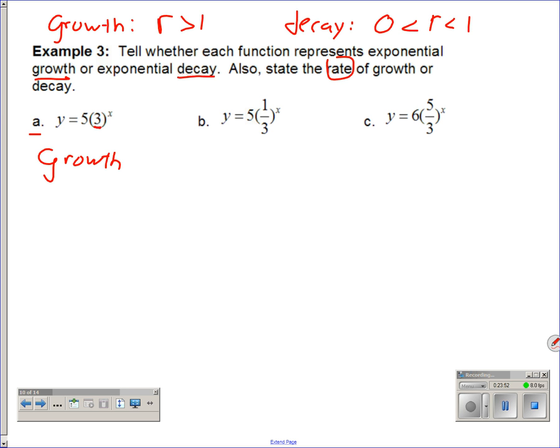How do I figure out what my rate is? Good. Think about how we got that value. It was 1 plus our rate equals 3. So you subtract 1 and we get 2.